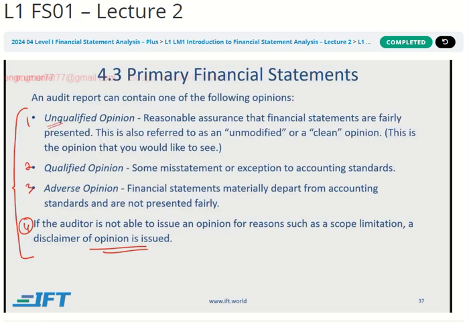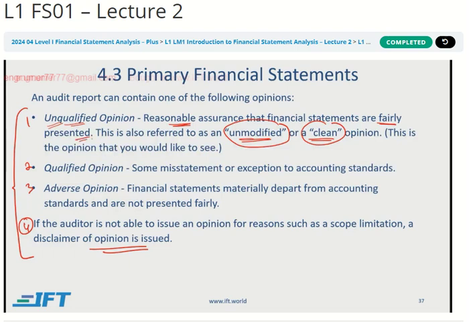Unfortunately, it doesn't have a very nice name because, of course, qualification is a good thing and unqualified seems like a bad thing, but this unqualified is actually the best opinion. This is the cleanest, or unmodified, opinion actually. So unmodified is a better name, clean is a better name, but unqualified doesn't really let us think whether this is a good thing or a bad thing. Well, you have to remember that the unqualified opinion is actually the best one, which basically means that the auditor is giving you a reasonable assurance that these financial statements are fairly presented.